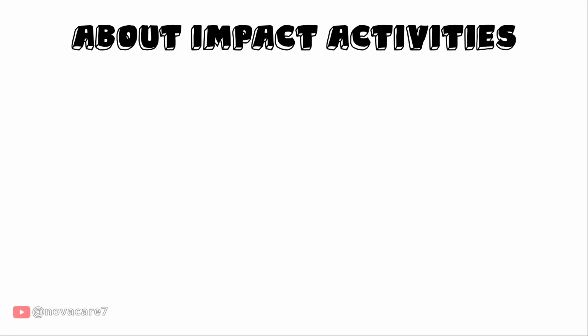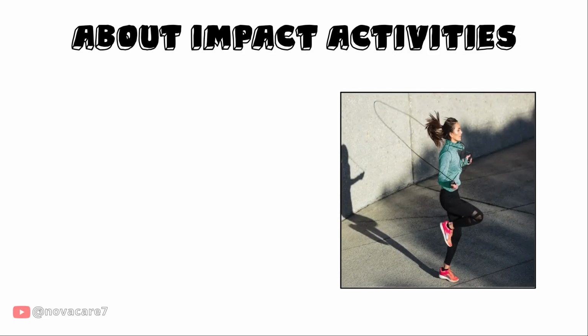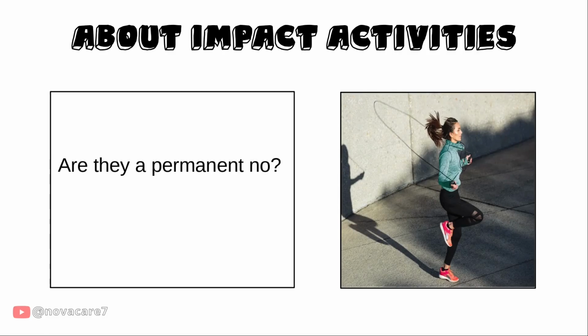And finally, let's talk a little bit about impact activities, such as jumping rope, running, and different sports. Are they a permanent no? Well, the answer is in a lot of cases, not really. What do I mean by this? Certain conditions will lead to more definitive answers, like meniscus or ACL injuries, where a structure has been damaged forever and there is a weakness. However, adaptation is still possible with proper preparation.